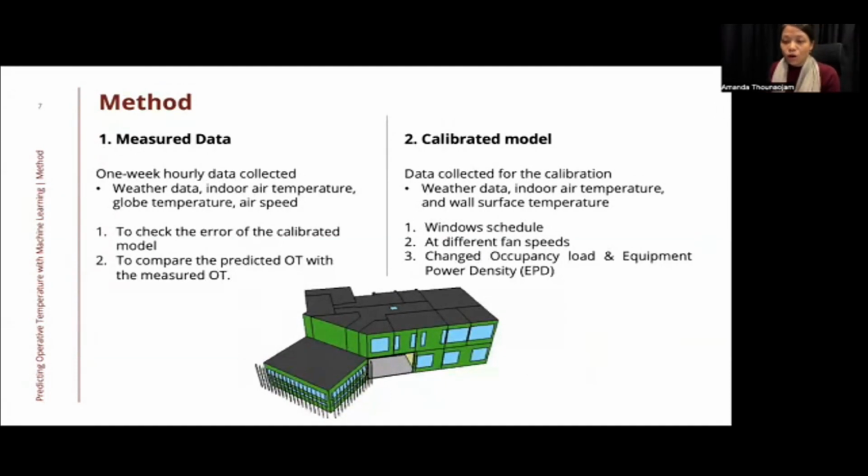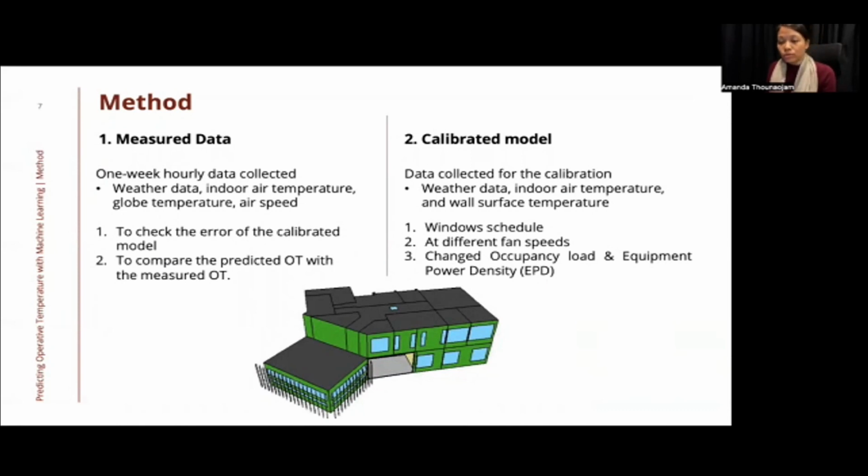So early data of the weather station data, indoor air temperature, globe temperature, and airspeed was collected for a week. This one week of data was collected for two reasons. One is to calculate operative temperature and then compare with simulated operative temperature to check the errors of the calibrated model. The other reason is to compare the predicted operative temperature through machine learning with the measured operative temperature, which is actually to test the machine learning algorithm.